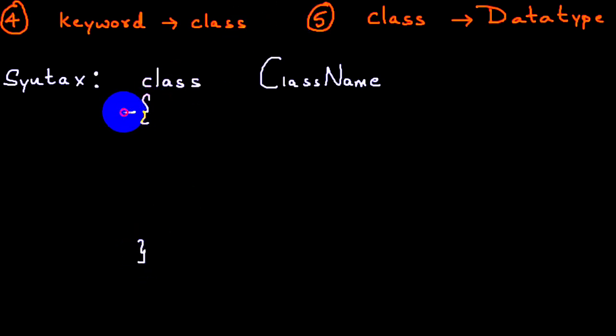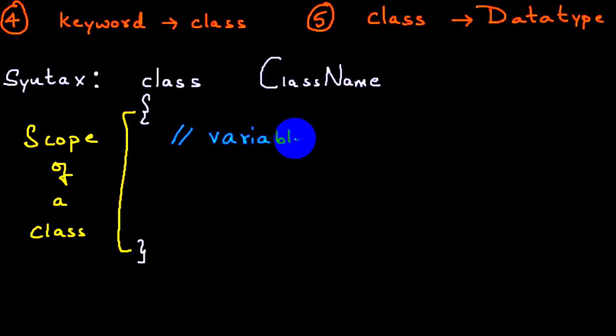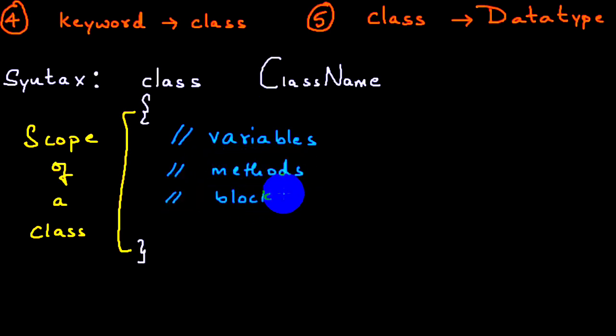And what do we call this? This is nothing but the scope of a class. So now within the class, what can I store? Within the class, I can store variables, blocks, methods, and constructors. Everything in Java has to be written within this entire class only. Class followed by class name, and within the class you will write variables, methods, blocks, and constructors.